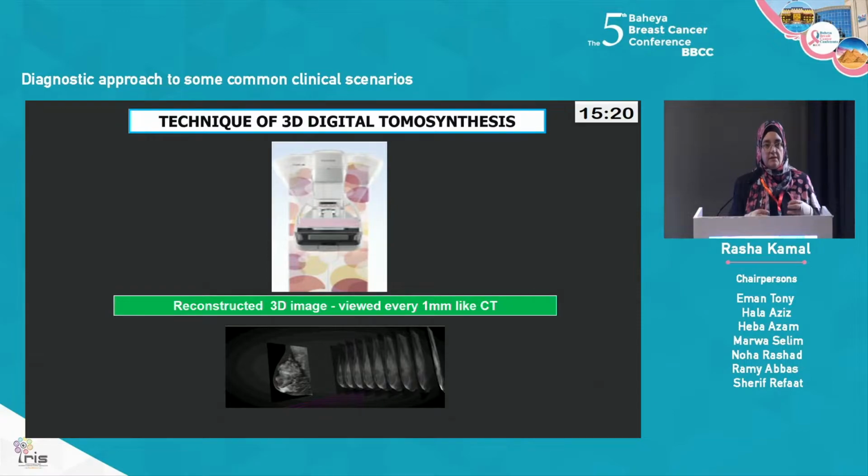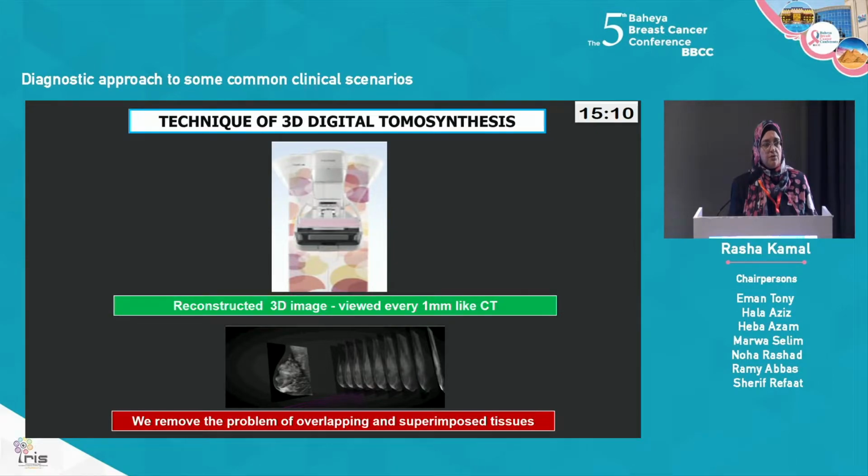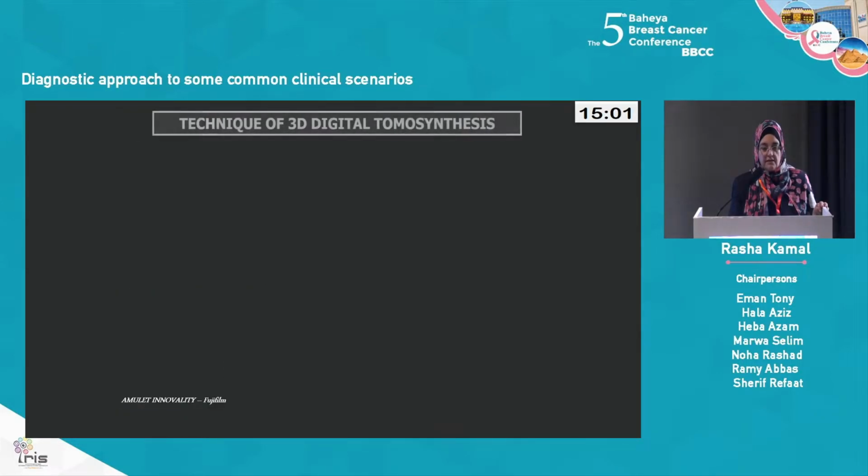In CT, we take the patient as a volume, but when you see the CT images, you see them as slices, as if you are passing by cuts within the patient himself. And that's what we really do. And by doing this, we solve the problem of overlapping and superimposed breast tissues.